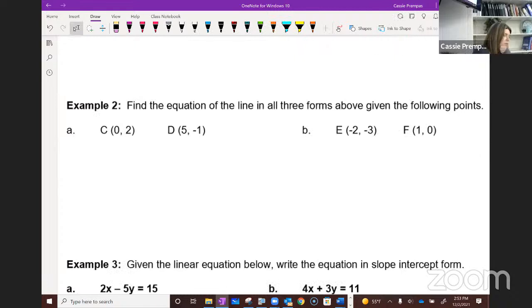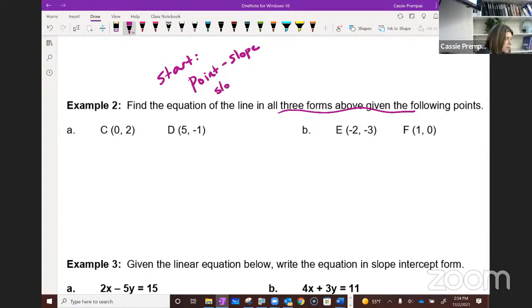Find the equation of the line, again in all three forms. Tonight's homework, you will just be putting it in standard form. But in order to use standard form, you really need to know how to convert between all three. When you start, you should start in point slope form. When you have point slope form, there's two main pieces that you need. You need a point, which is an x1, y1, and a slope, which is an m.